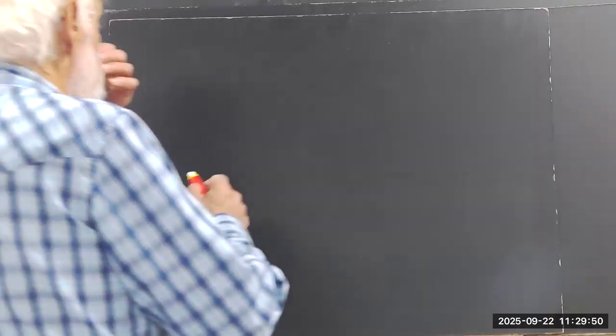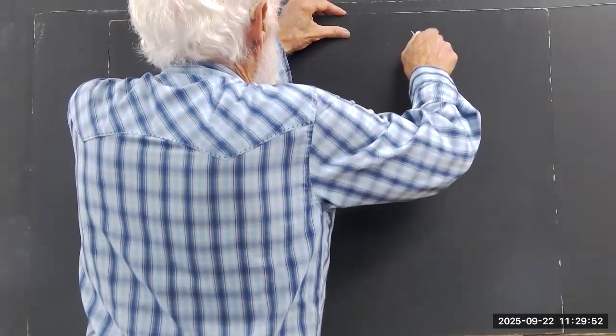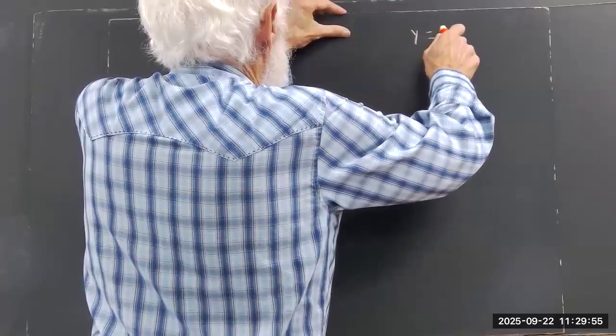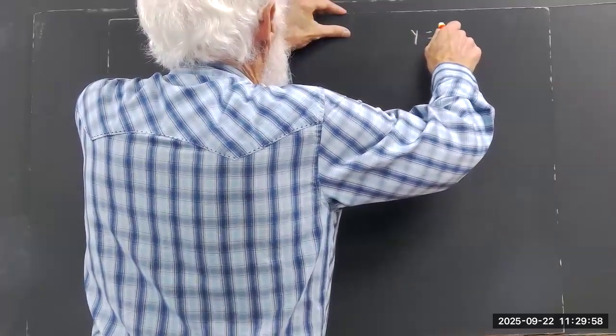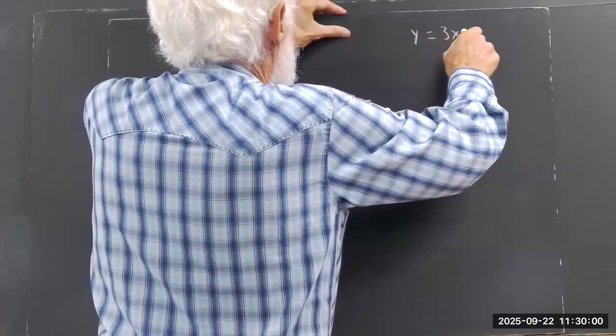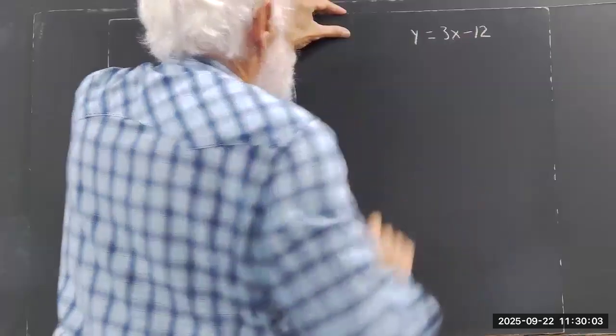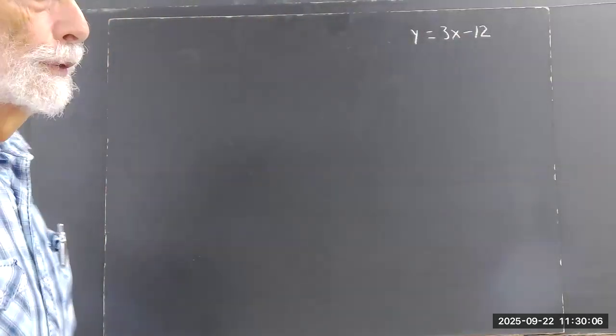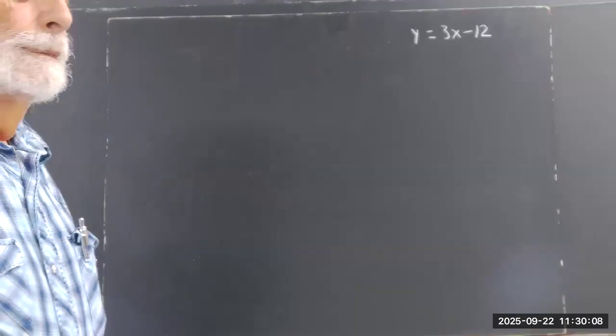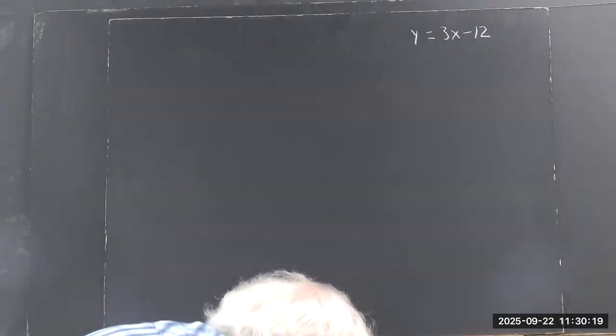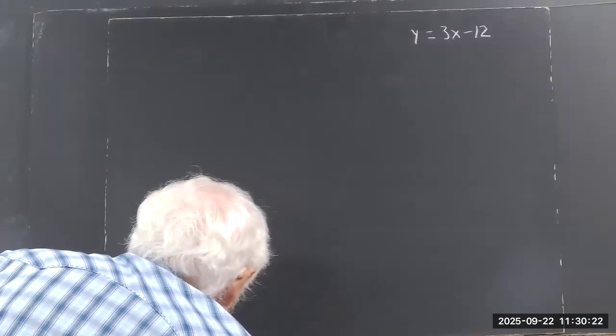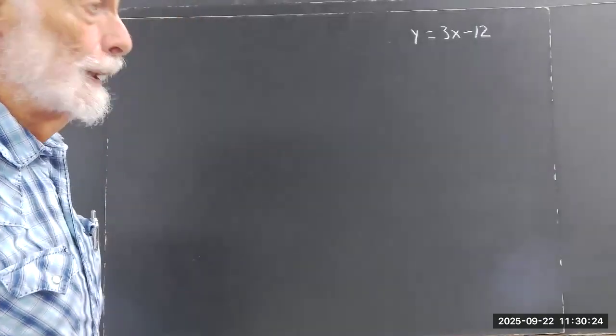Okay. So now let's say we have the formula, the function, y equals 3x minus 12. There are 2 questions that we ask of just about any graph. And one of the hardest things I find to do is convince my pre-calculus students that that's important.